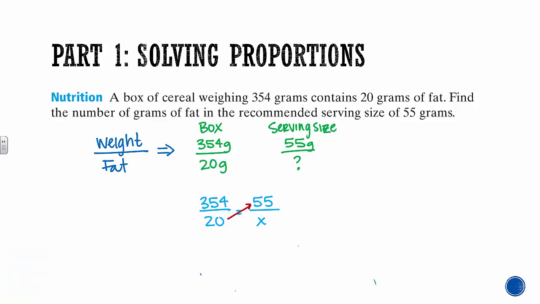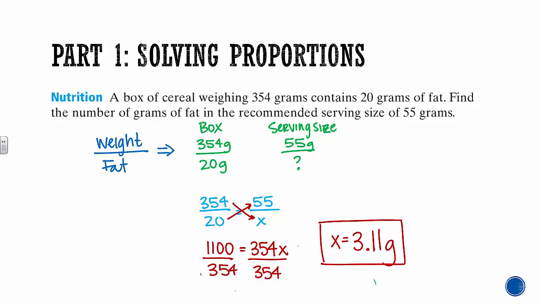So 20 times 55 is going to give us 1,100. And if we multiply 354 times x, we get exactly that. And then all we have to do is divide both sides by 354. And we end up with x equals 3.11 grams. Now stop and make sure your answer makes sense.